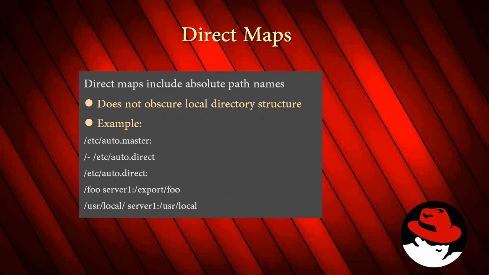Direct maps can be used to automatically mount a file system to any mount point in the file system. A direct map contains an absolute path as defined in auto.master again. Only the rightmost directory is put under automounter control. Thus, the directory structure above the mount point is not obscured by AutoFS.